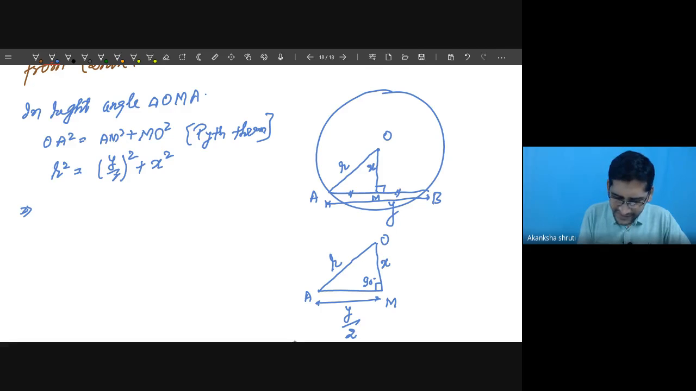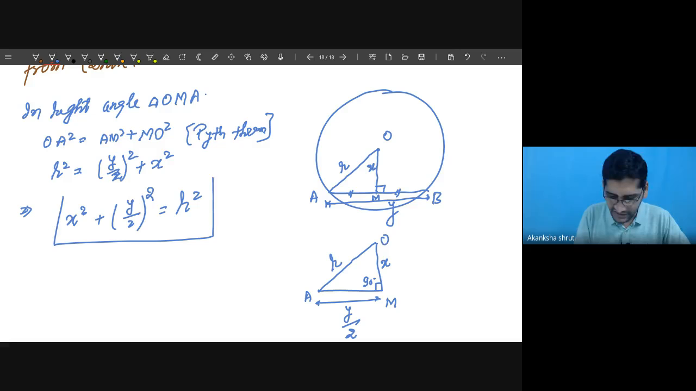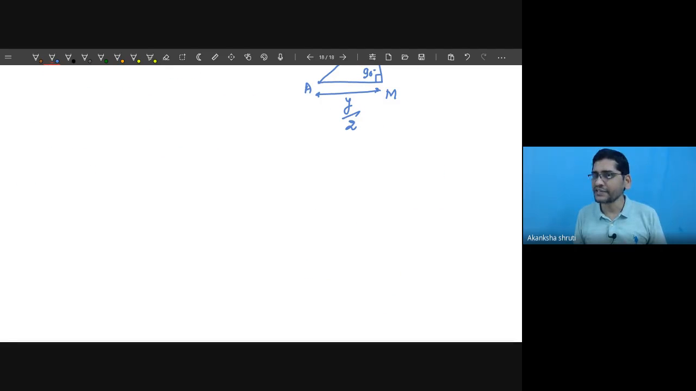This is basically the exact relation that we need to keep in mind. X square means distance from the center to the chord, that is X, plus half of the chord length, their square, means Y by 2 square, is equal to radius square. It is this relation that we need to keep in mind. Okay, student? It is like this. So based on this simple relation, the questions are framed. So let us take one question.